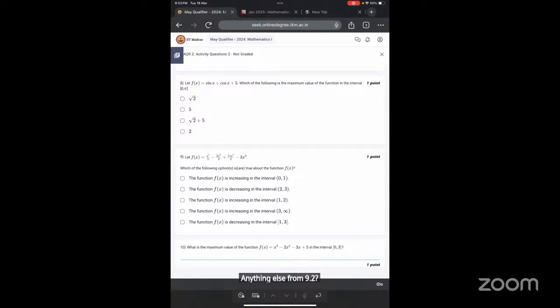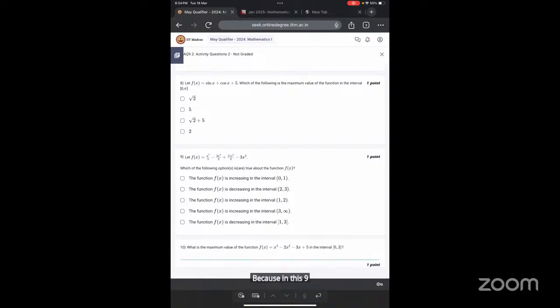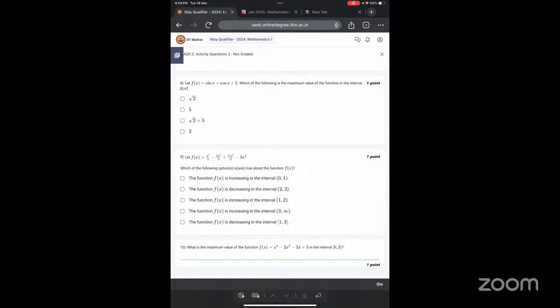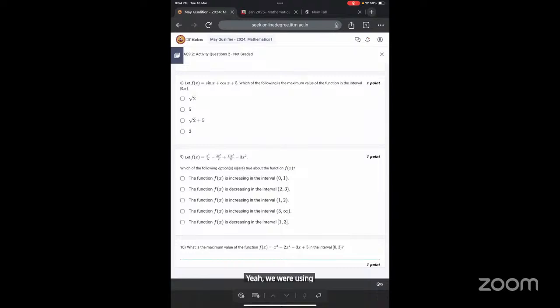This ninth one, increasing, decreasing in the interval using the function and first derivative. How to tell, madam? Because in this 9.1 itself, the first question, I think, madam. Using the derivative, how can we say it is increasing or decreasing actually?